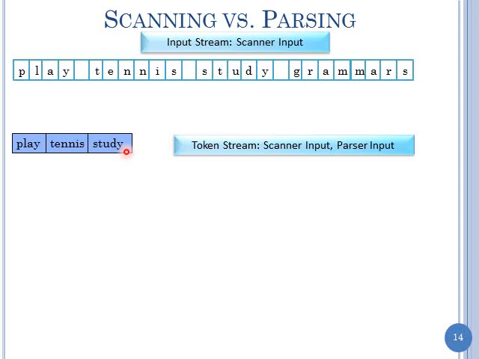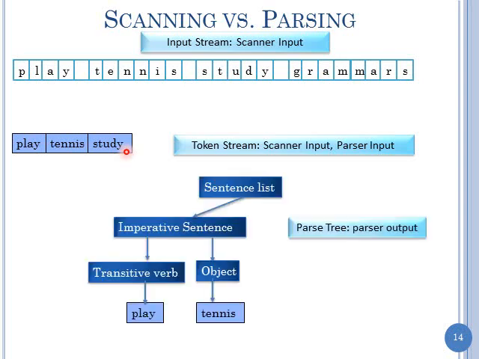And my token stream is the input to the scanner. Is the output, this is wrong. It's the output of the scanner and the input to the parser. And there is then a parse tree that is the output of the parser. So I might go and take this and say the sentence list, imperative sentence, transitive verb, object, and so forth, and build this tree structure just the way I've shown it. So we have the input stream, the token stream, and the parse tree in here. Three different concepts.